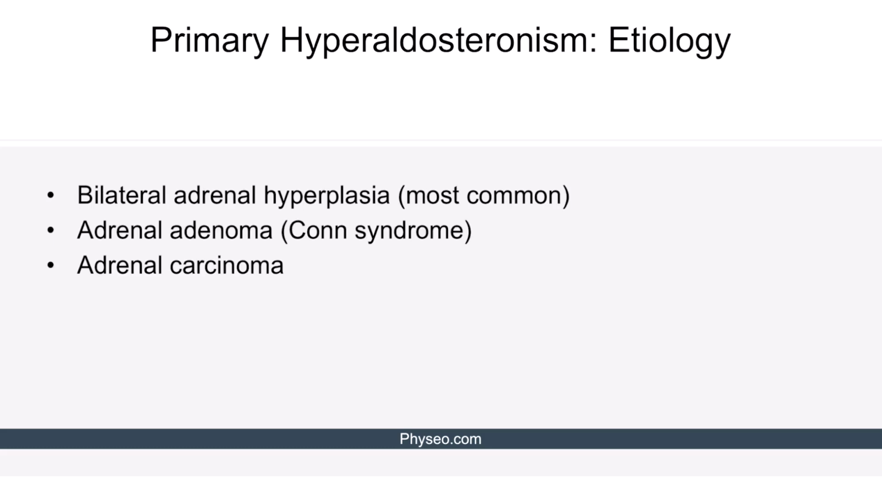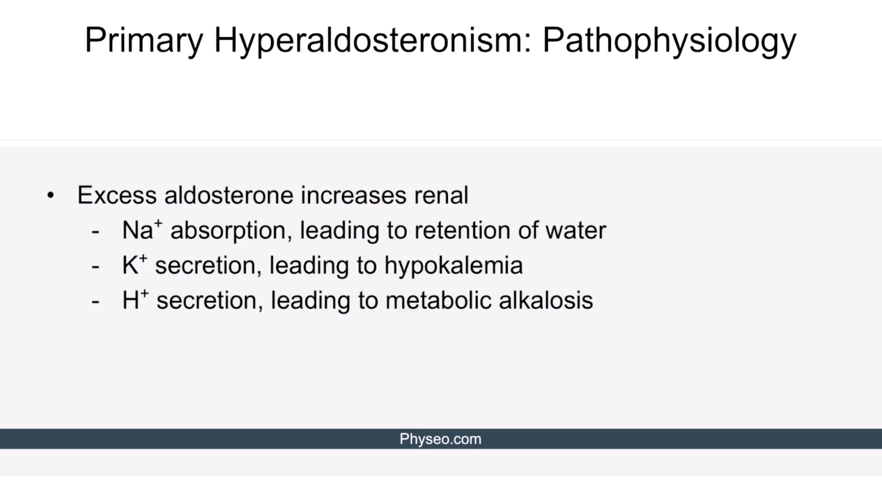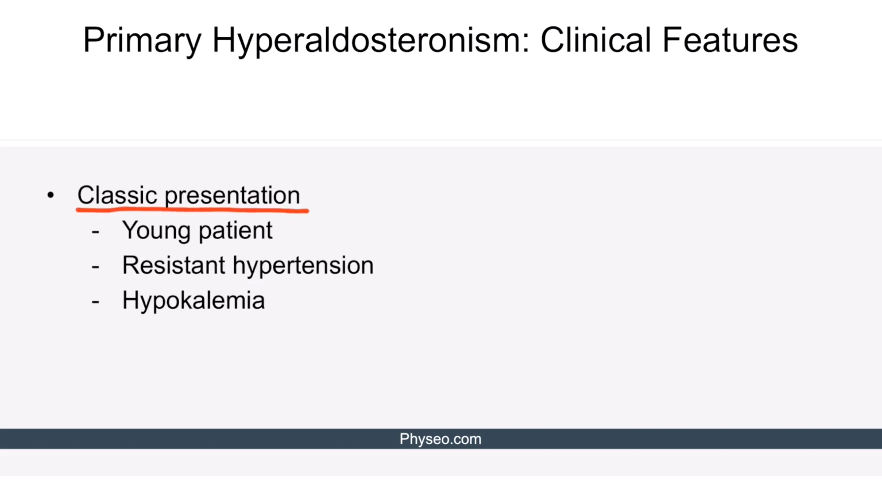The most common etiology is bilateral adrenal hyperplasia, followed by adrenal adenoma, which is also known as Conn syndrome, and adrenal carcinoma, which is very rare. Regardless of what's causing the elevated levels of aldosterone, the excess aldosterone increases renal sodium absorption, leading to retention of water, potassium secretion, leading to hypokalemia, and hydrogen ion secretion, leading to metabolic alkalosis. The classic presentation involves a young patient with resistant hypertension and hypokalemia.